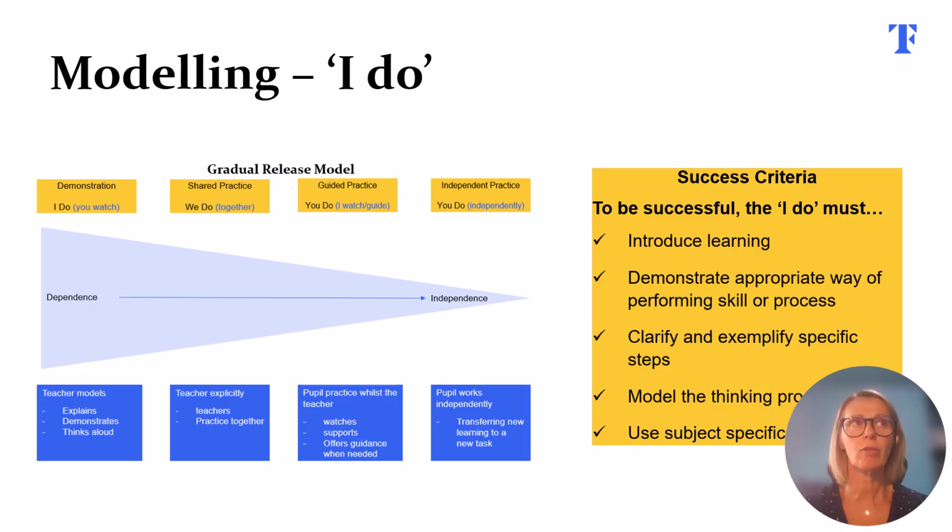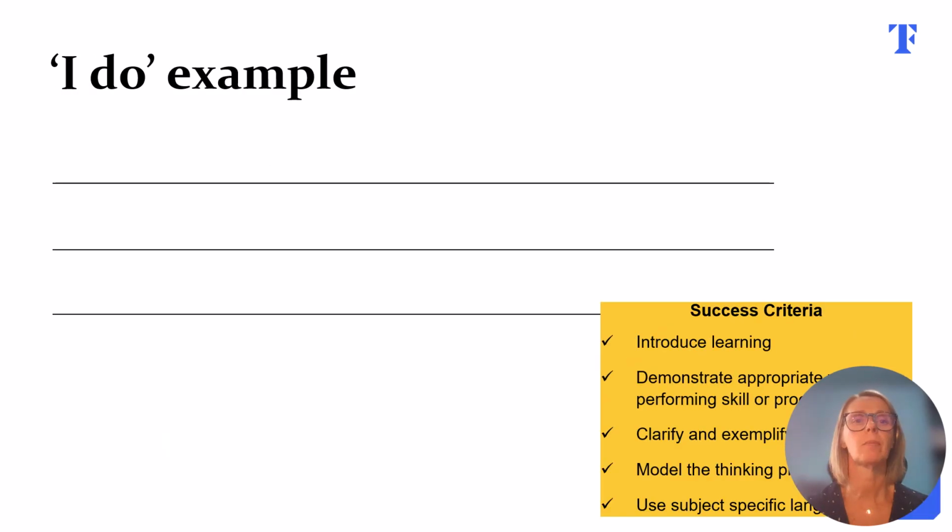So you can see here on the slide that we have got the I do, which is where the teacher is leading the learning, and then gradually releasing to the children and their independent practice. So let's analyse an example together. I'm now going to go into role and pretend that I am modelling to you.